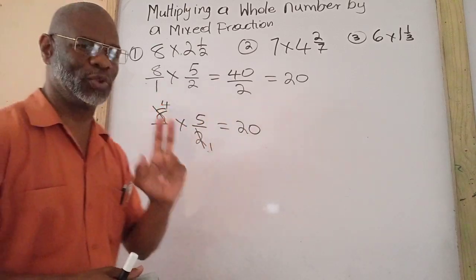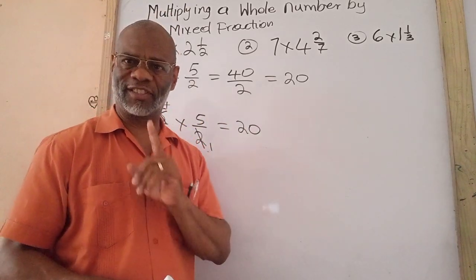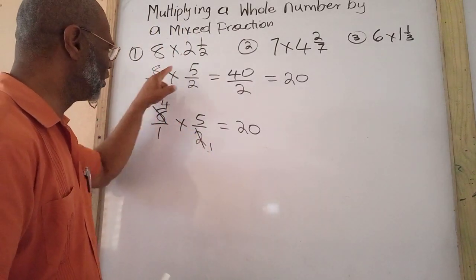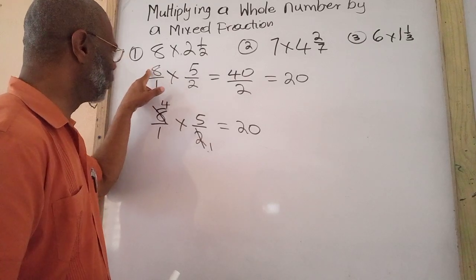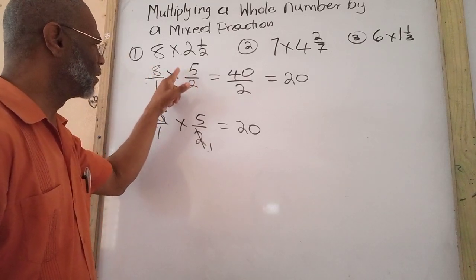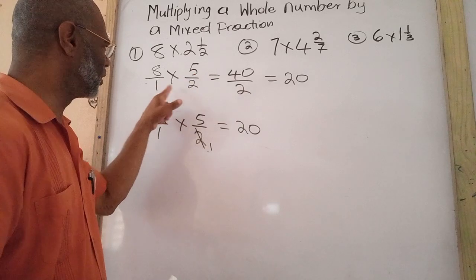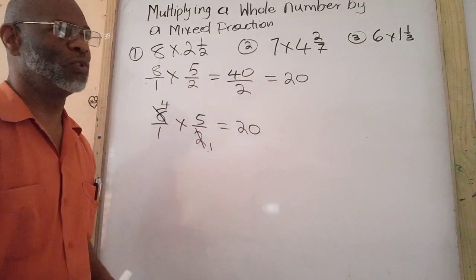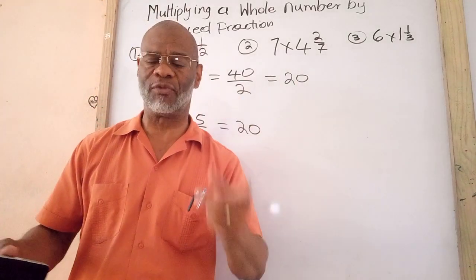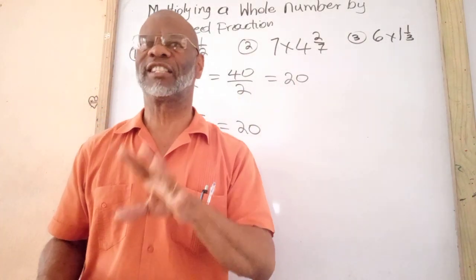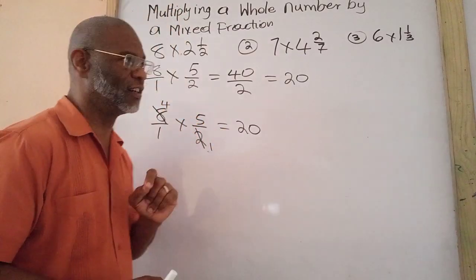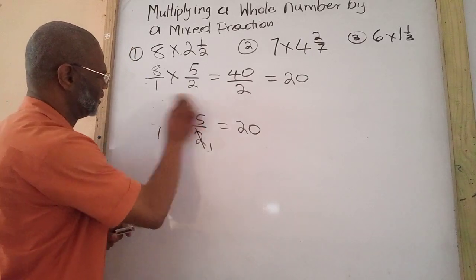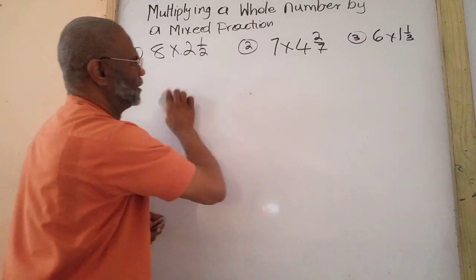So the first thing we need to do is to convert the mixed number to an improper fraction. Alright, then we are going to multiply the numerators. So multiply the whole number by the numerator. Alright, we get 8 times 5, 40 over 2. That's 40 divided by 2 is 20. Alright. Now, we say all whole numbers can be written as a fraction by putting that number over 1. Alright? It doesn't change the value of the number. Okay, so let's go to the next one.